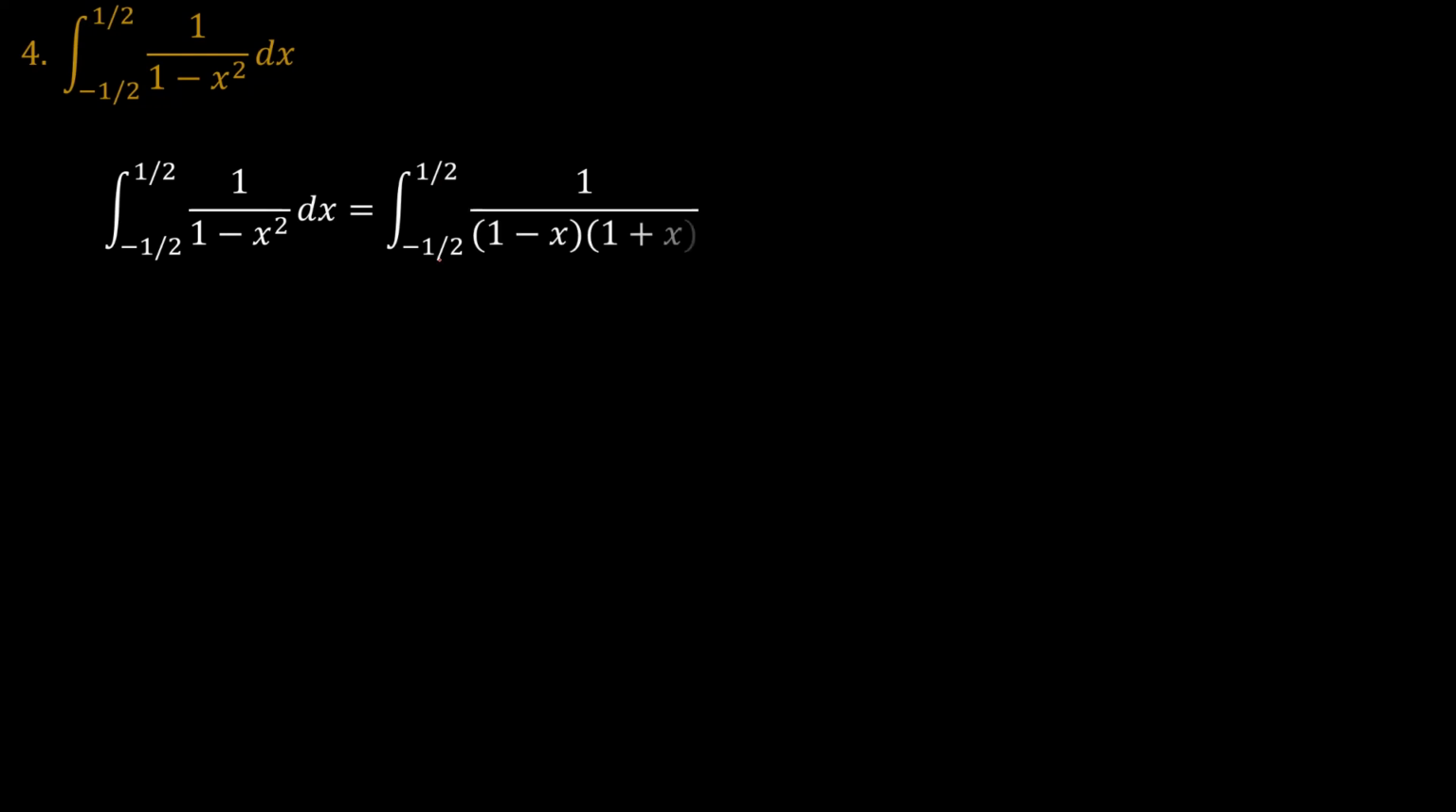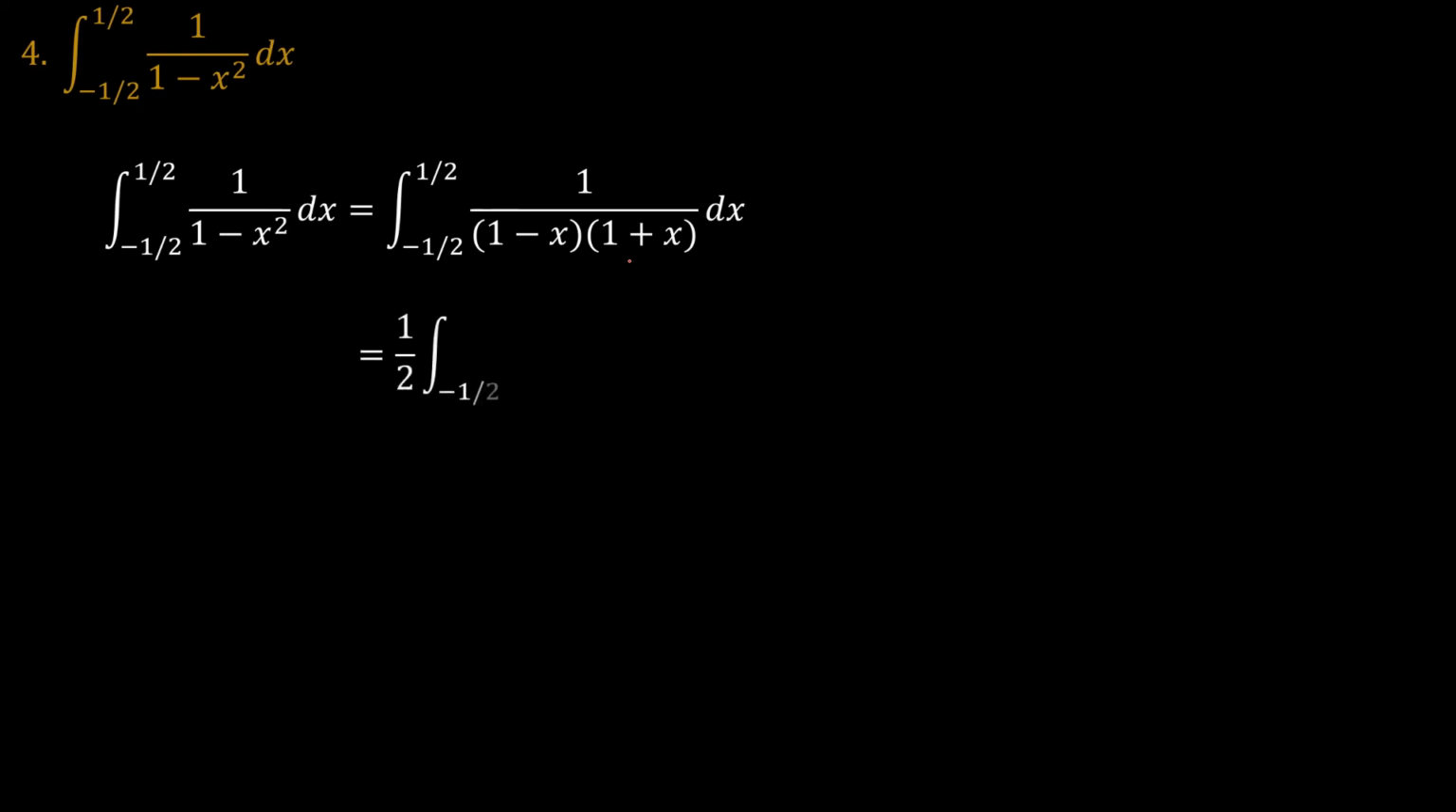Number 4, which is the integral from x equals negative a half to positive a half of 1 over 1 minus x squared. This is the same as 1 squared minus x squared. And so we can express it as the product of the difference of these two numbers, that are the squares, and the sum of the two numbers. So this is the same as the integral from x equals negative a half to positive a half of 1 over 1 minus x times 1 plus x.